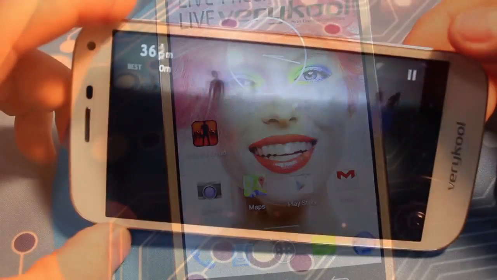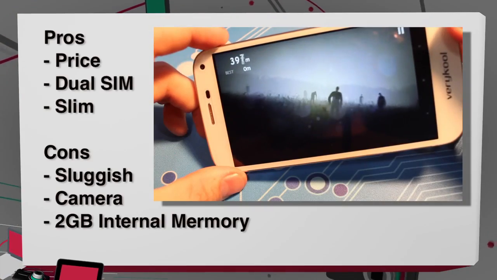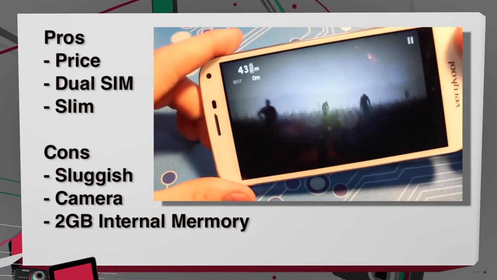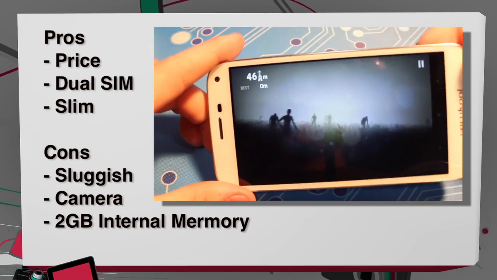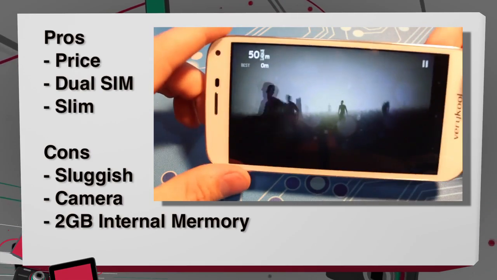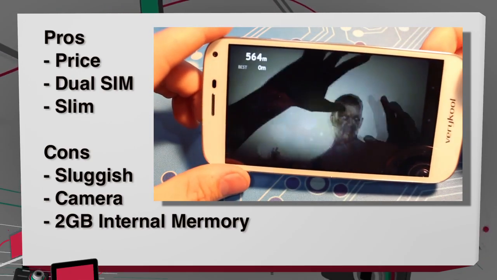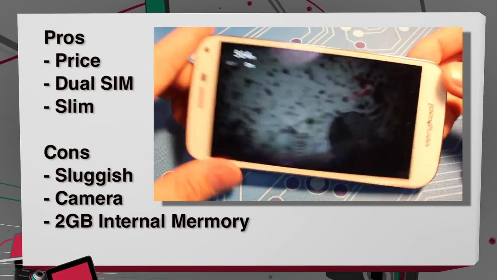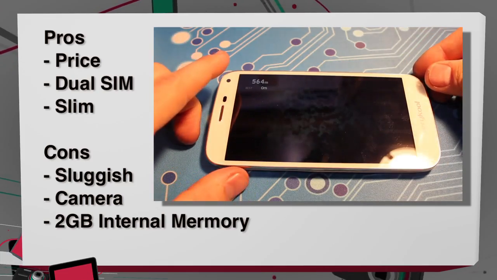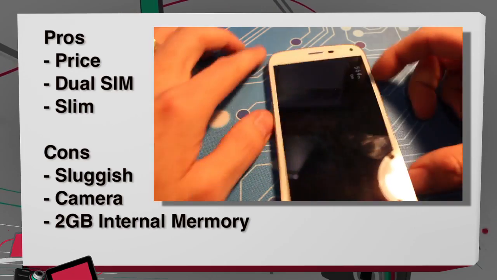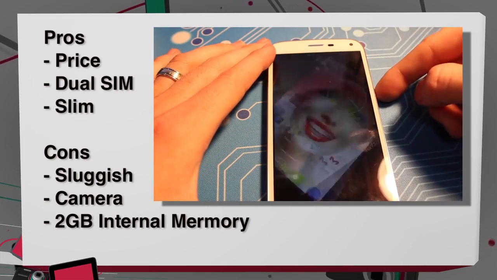For the pros and the cons of the Verykool S505, the first pro is price. Coming at $200, the hardware and build quality is pretty nice at that price point. It does have dual SIMs, so that's another pro if you're looking for a GSM phone. And it's fairly slim. It's not bulky and feels good in the hand.